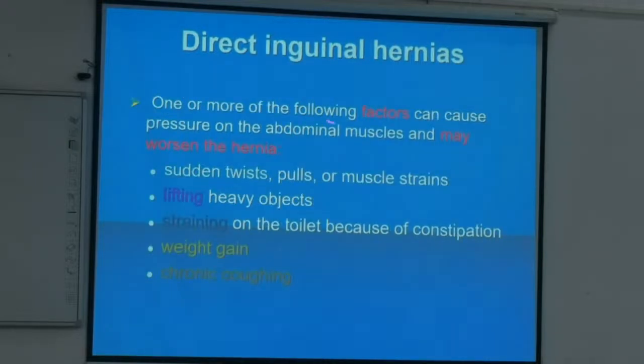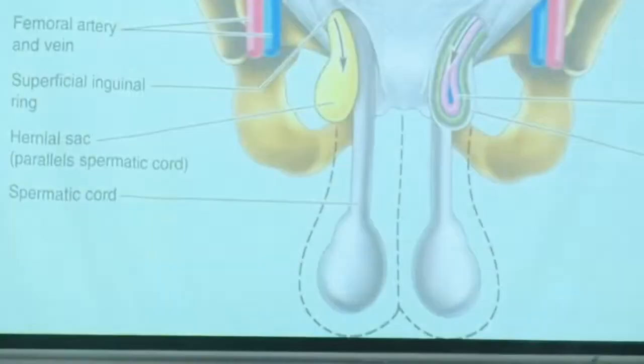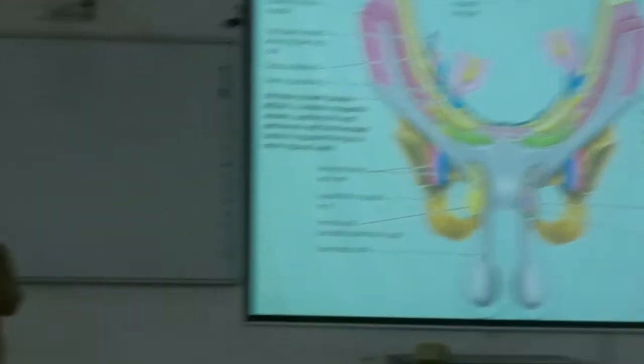Next, one or more of the following factors can cause pressure on the abdominal muscle and may worsen the hernia. What are the factors worsening the hernia? Sudden twist, pulls or muscle strains, lifting heavy objects, straining on the toilet because of constipation, weight gain and chronic coughing. These factors worsen the hernia. And during examination of hernia, you have to ask the patient to cough to check whether it is present or not.